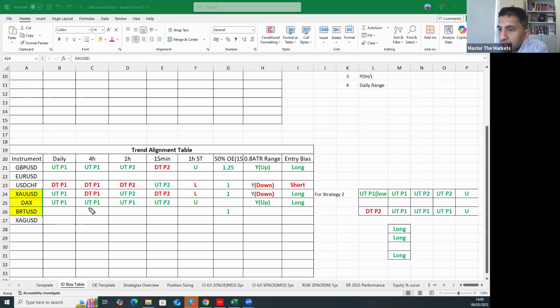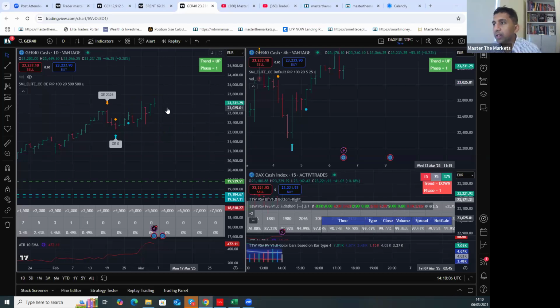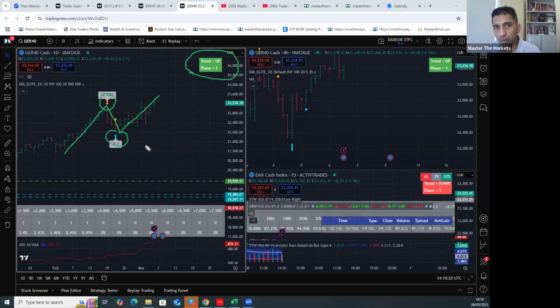So on the DAX, we can see uptrend phase one on the daily, and then we can see also on the 4-hour. Now, what do I mean quickly by the uptrend phase one? Basically it's like that. It's uptrend, higher highs, right? So that's what the trend box is over here. That's why the quantification of tops and bottoms is important.